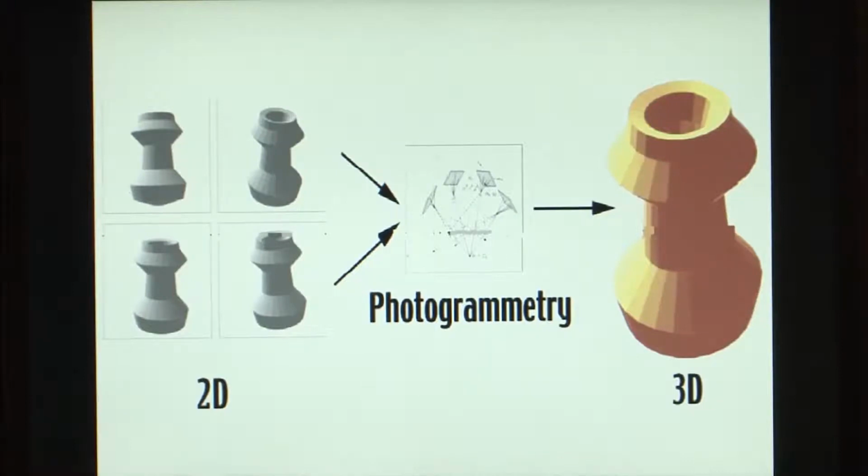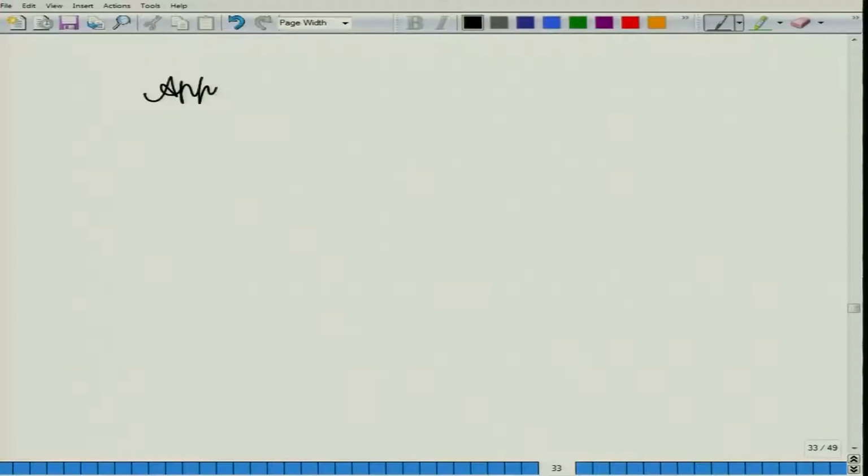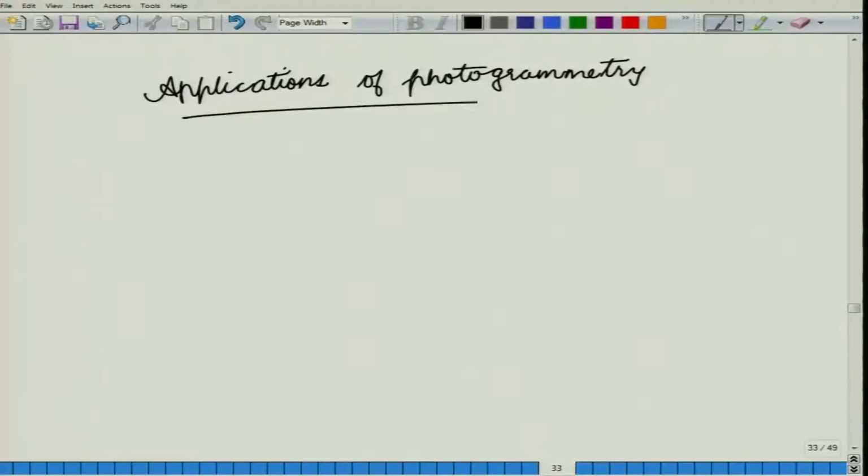Now, there are two applications of photogrammetry. So, if we looked at the applications of photogrammetry, there would be two. One is called a metric application. Metric again means to measure.